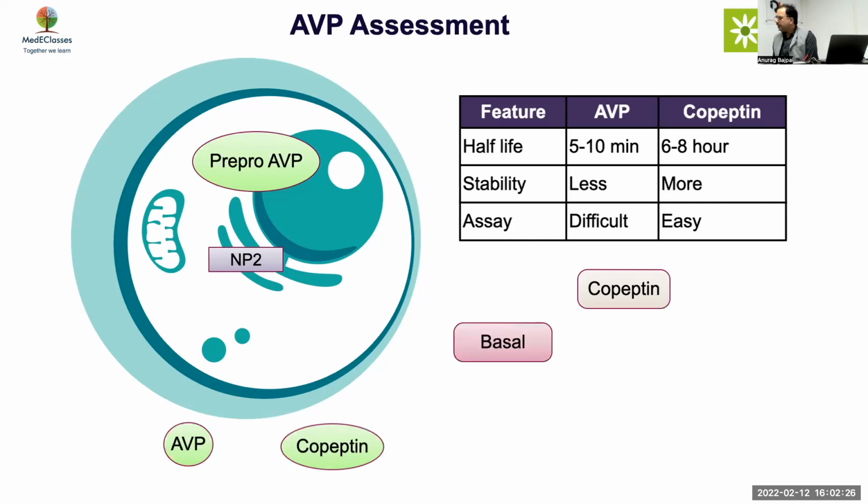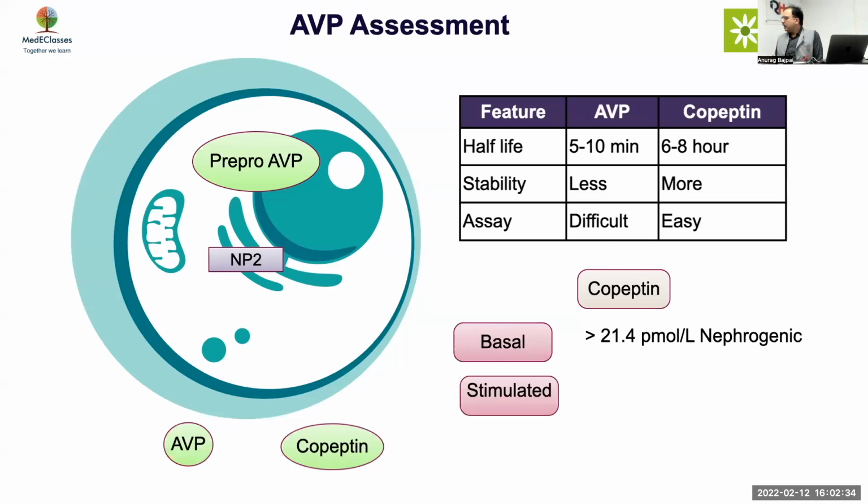So co-peptin levels, if you do it anytime in any patient with polyuria, if it's more than 21.4 picomoles, it's nephrogenic. If it's low, you cannot say. It can still be both. But then you do a stimulated test using water deprivation, or you give normal saline and see what happens. If it's still low, it is complete in that perspective.